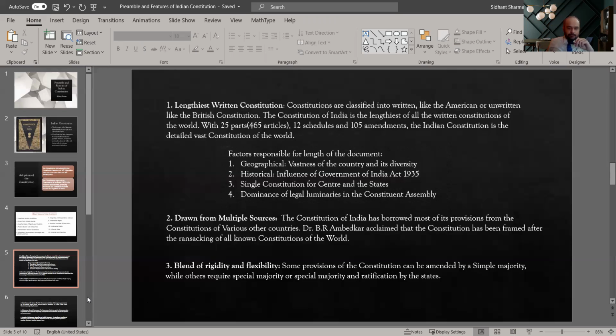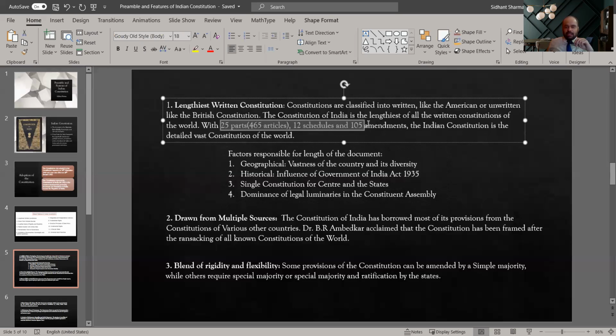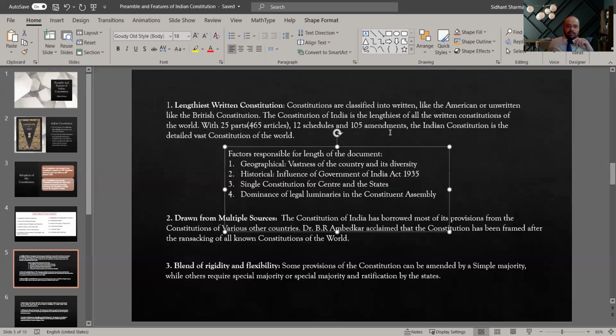Moving further, here are certain things that you have to take note of: how many parts, 12 schedules or amendments that you have. These amendments keep on changing. The latest was the 104th amendment. The latest is the 126th amendment, but the number was 104. So these factors are also crucial. Moving further, I'll be moving to the next slide.